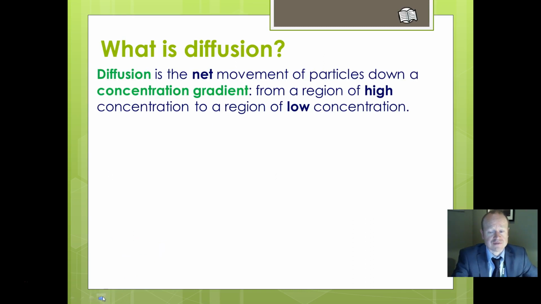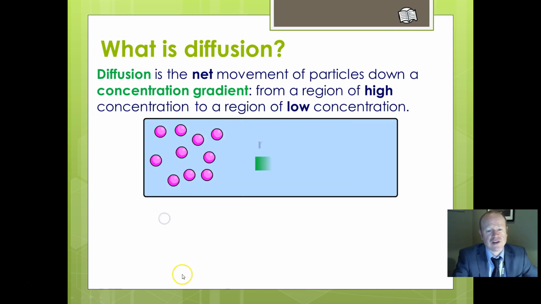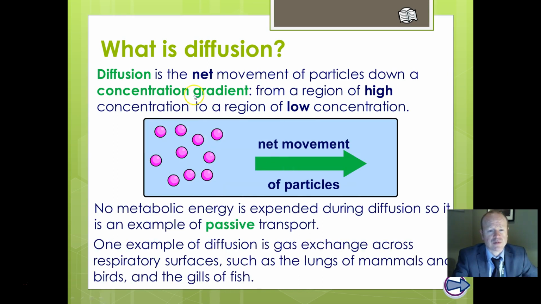So diffusion should be fairly straightforward. You've learned that lower down in school. Diffusion is the net movement of particles from a region of high concentration to a low concentration. Now, the new bit in the definition, I suspect, is probably this idea of net movement. In other words, an overall gain of movement.